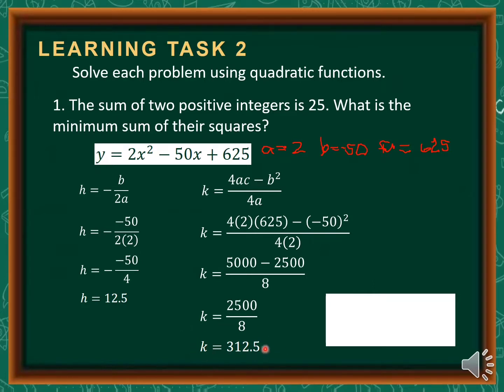And again, it tells the minimum or the maximum value. So that is the value of K. So therefore, our final answer is the minimum sum of their squares is 312.5. What are the two numbers? The two numbers are 12.5 and 12.5. Did you understand? Very good.